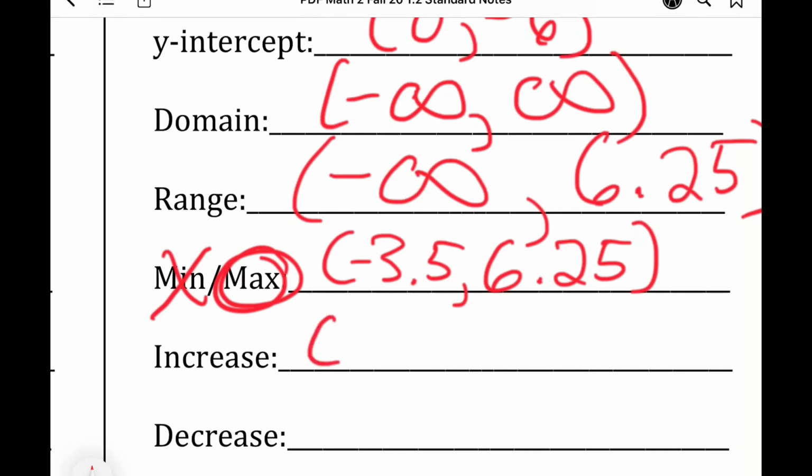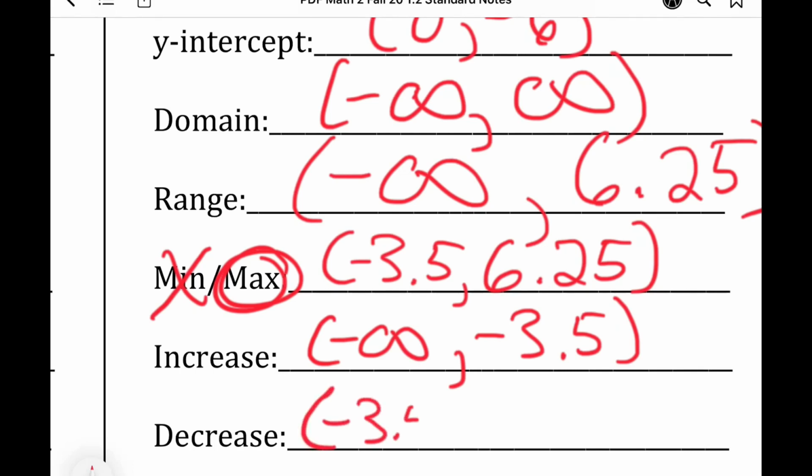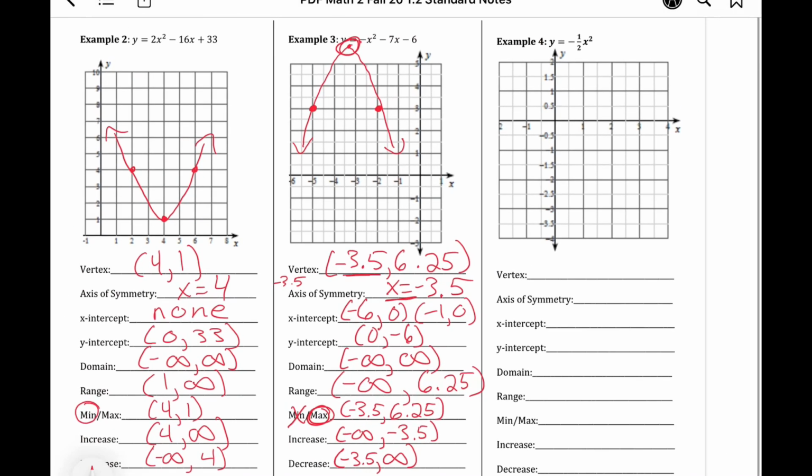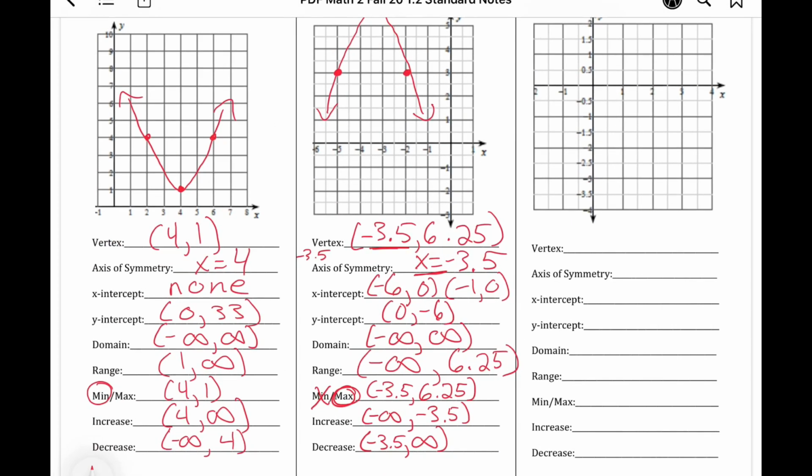Our increasing interval starts from the left, so -infinity, and ends at -3.5, and that's the x value. Starting where x is -3.5 and moving to the right, we are decreasing, moving to the right forever. So that's why it's positive infinity. So pause your video and attempt number 3, or example 3. Example 4, my bad.